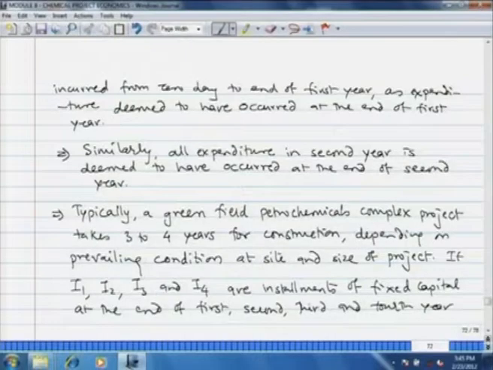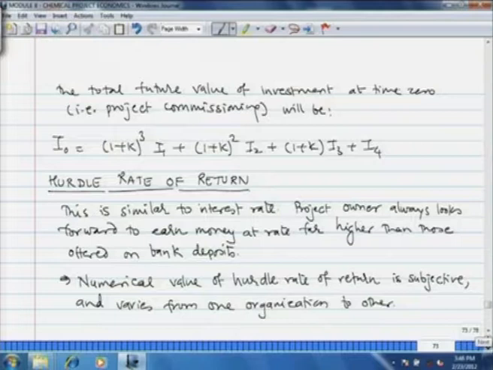build. This time also varies from project to project, but a typical number is about 3 to 4 years, depending on the prevailing conditions at the site and the size of the project. Now, if we assume that I1, I2, I3 and I4 are the installments of fixed capital at the end of the first, second, third and fourth year, then the total future value of investment at time 0, that is at the time of project commissioning, will be equal to I0 = (1+k)^3 I1 + (1+k)^2 I2 + (1+k) I3 + I4.